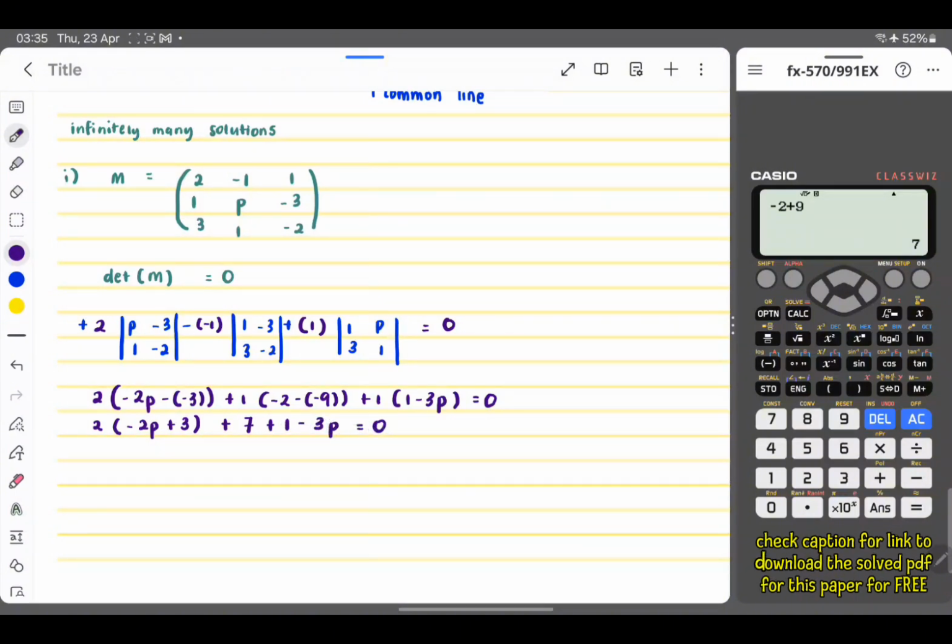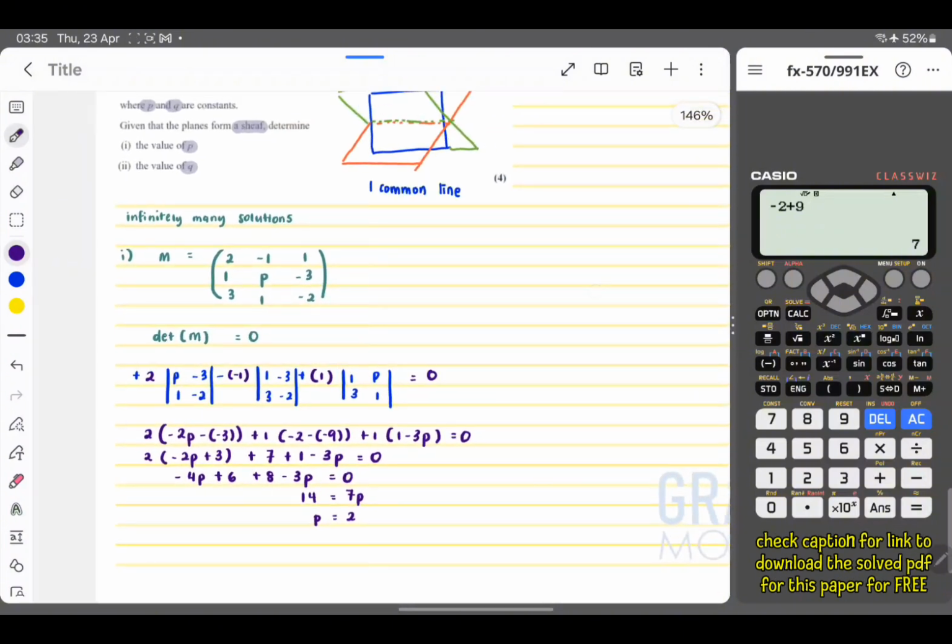Let's expand the first part. Then we'll get negative 4P plus 6 plus 7 minus 3P equal to 0. Let's bring all of our unknowns to the right hand side. So we will have 14 equal to 7P. P is equal to 2. That's it. We are done with part 1.